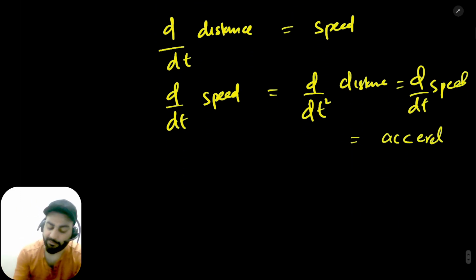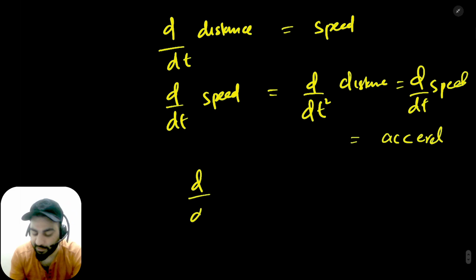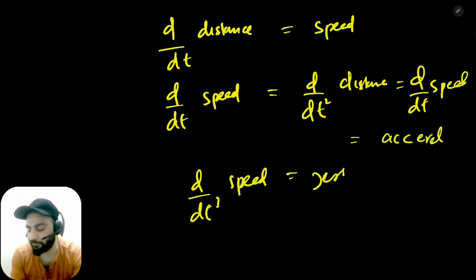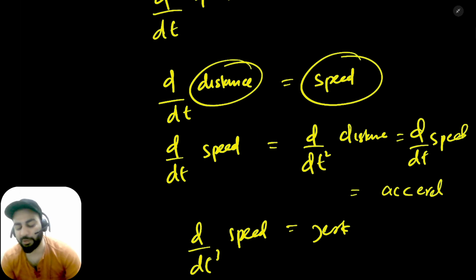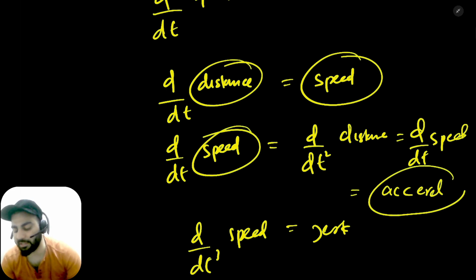And if you again take derivative of this, the third derivative, let's suppose d cubed by dt cubed of distance, we call it something called a jerk. It's named as that. The first, if you take the derivative of distance, it gives us speed. If you take derivative of speed, it gives acceleration and things like that.